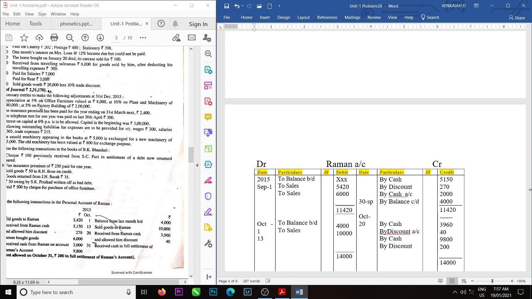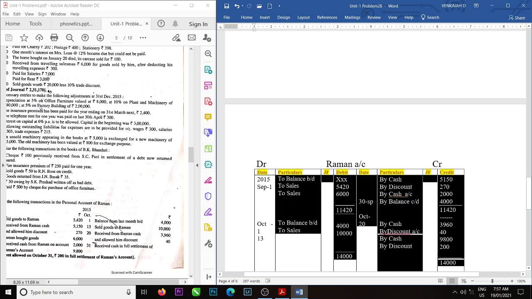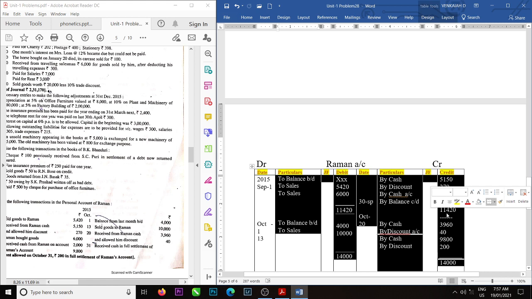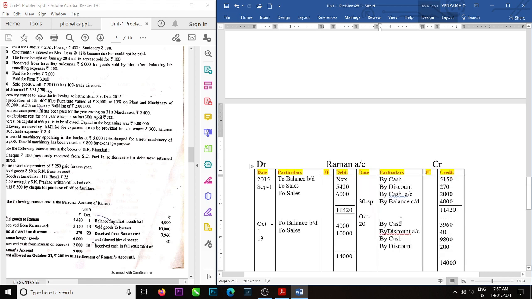Very simple to understand. Can you find Raman in the body of this ledger account? No. All the transactions related to Raman were posted with the opposite names of the account. Okay, hope you understand. And in detail, in the next problem, the 29th problem also, you will understand.